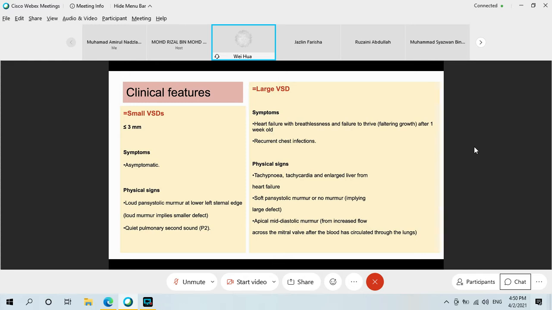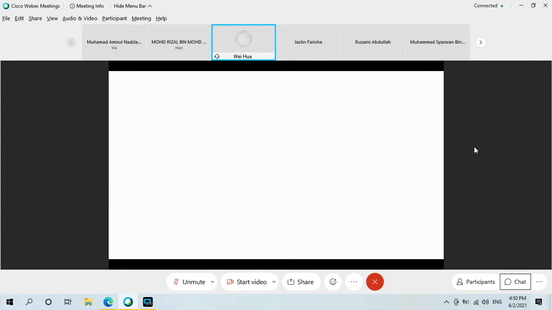And also the patient can have an apical mid-diastolic murmur, which is due to the increased blood flow returning from the pulmonary vasculature into the left side of the heart, and a large amount of blood will flow through the mitral valve. This condition is known as relative mitral stenosis. Next slide.